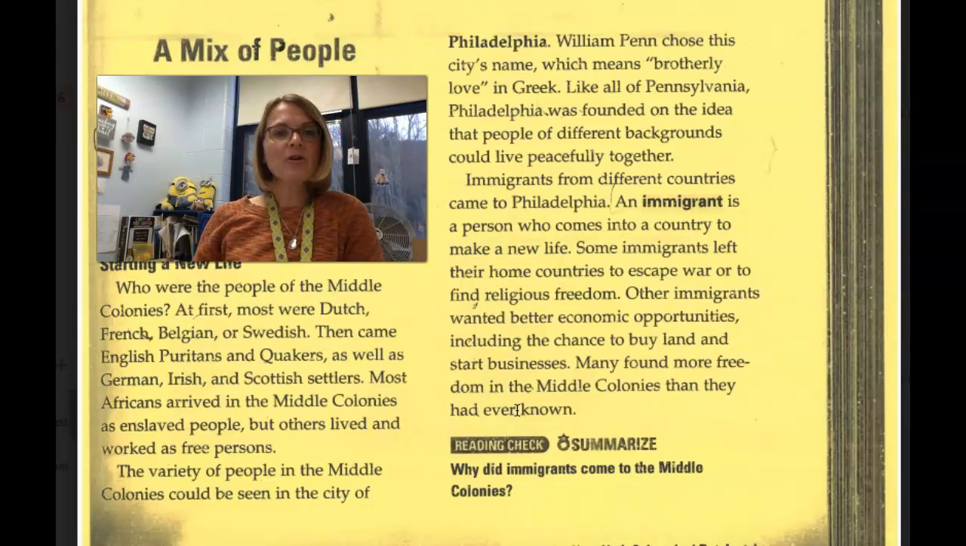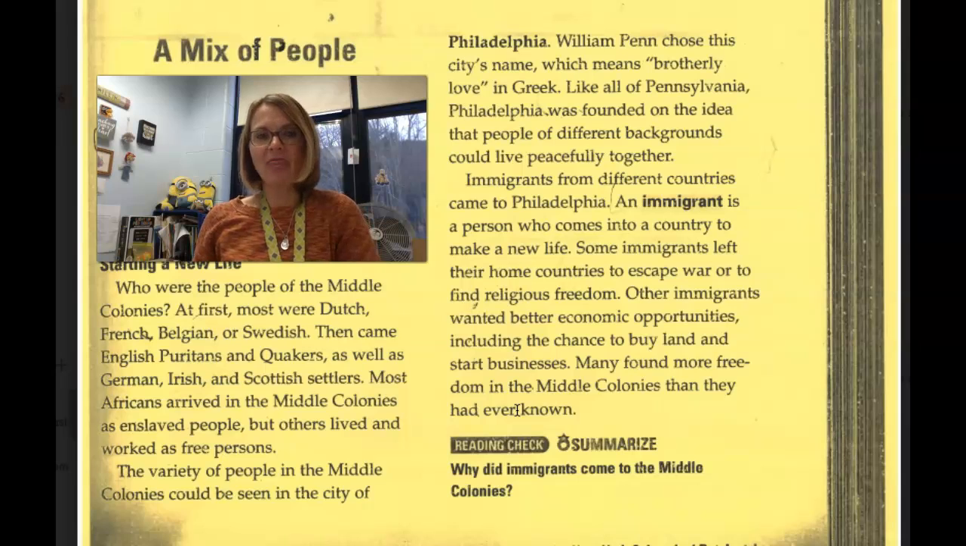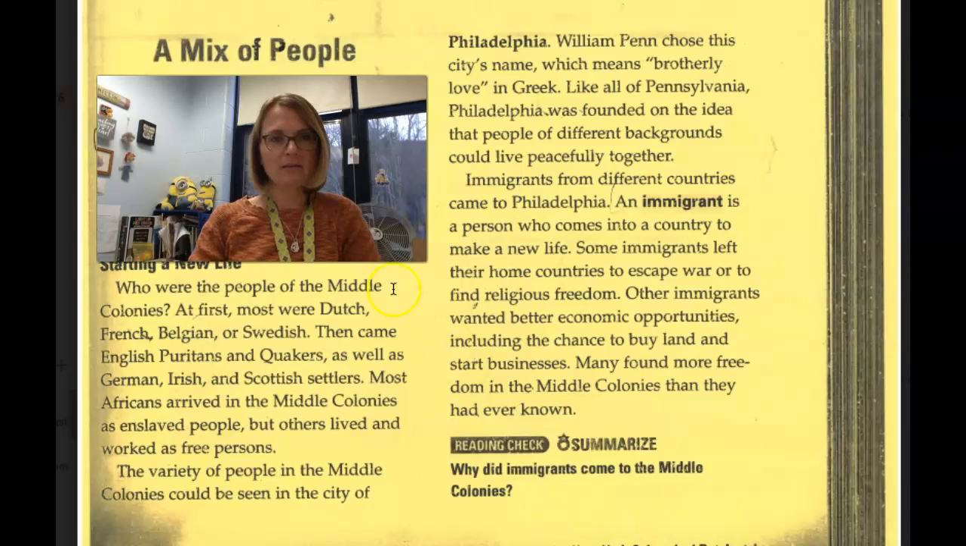But I need to look for information about these people. It's told me there's a mix of people, but it hasn't exactly told me why or how they got there. So that's what I want to keep looking for moving forward. How and why are there such a big mix of people in these colonies?